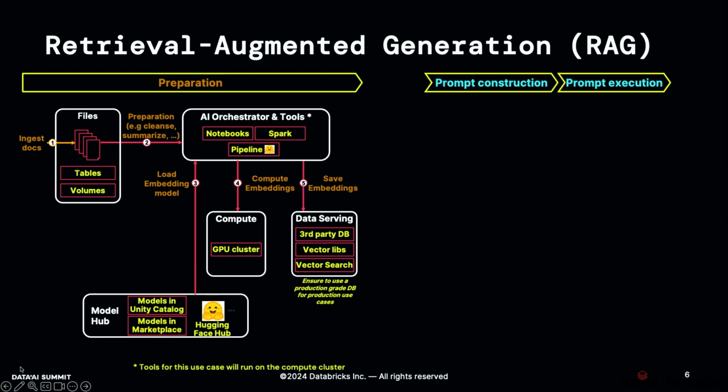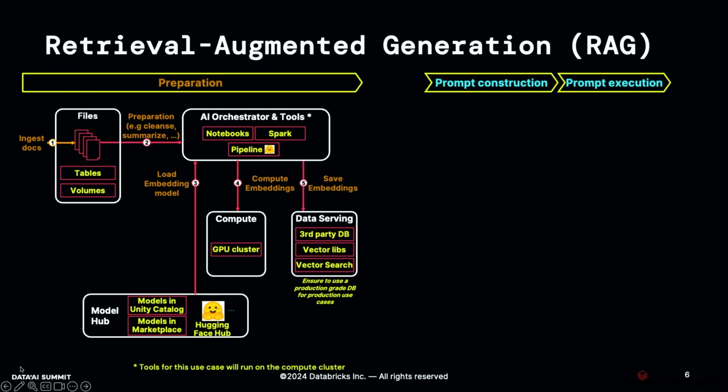And this can be either an open source library, or vector search, which is our managed kind of vector search capability, and then you can also use third-party point solutions. And Dennis is going to talk about the differences and what the considerations should be.